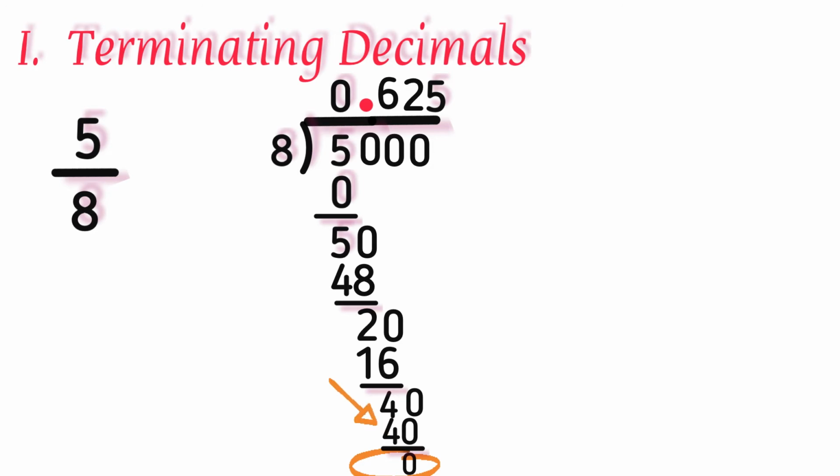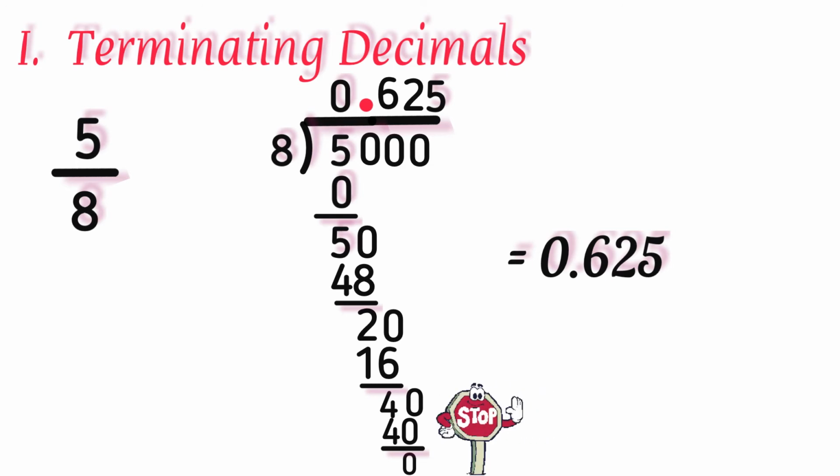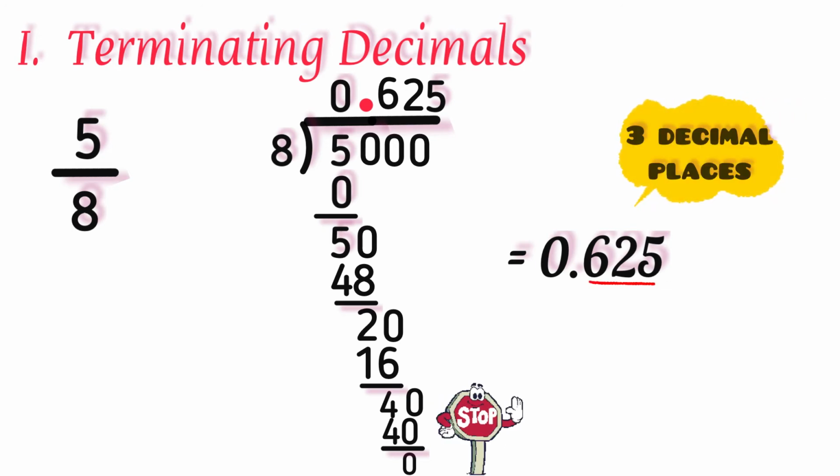Hence, the decimal expansion of 5 upon 8 is 0.625, which is a terminating decimal because the division terminates after a specific point, and hence the decimal part here has finite number of decimal places.